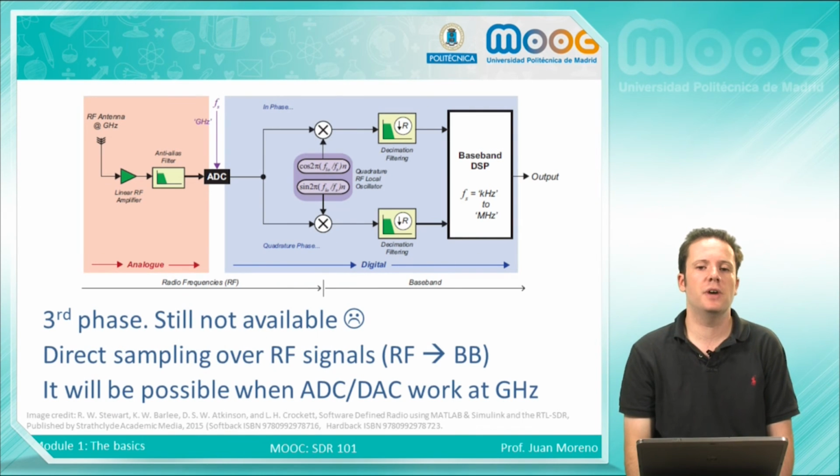The third phase, which is still not available, is the ideal one that I mentioned before. It will consist of a direct sampling over RF signals, so no intermediate frequency between them. It will be possible only when the ADC and DAC converters work at gigahertz.